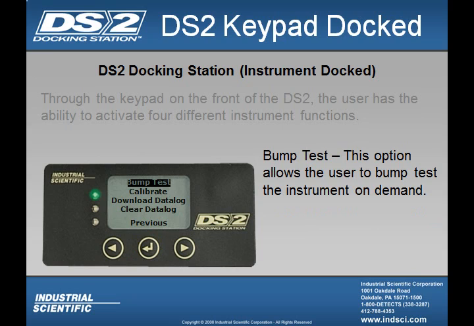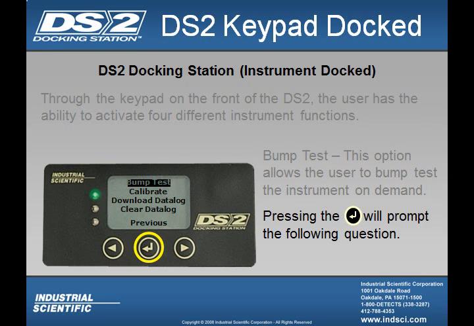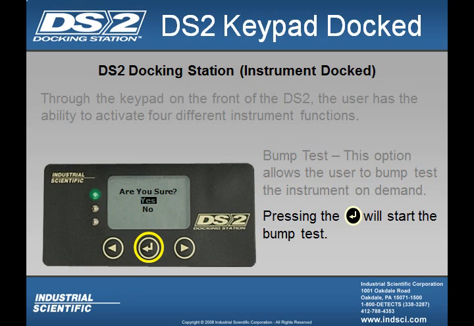My first option you'll see there in bold is bump test. And this option allows me, of course, to bump test my instrument on demand. So to start this bump test, all I have to do is press my Enter button first. And then it'll prompt me to ensure that I do want to start my bump test. You'll see I have yes highlighted, so I'll press Enter again.